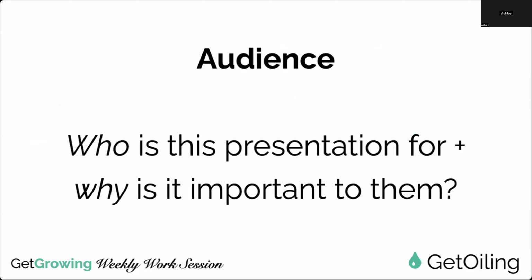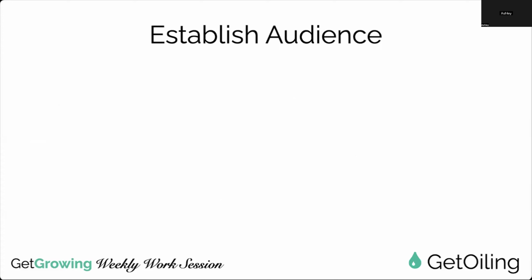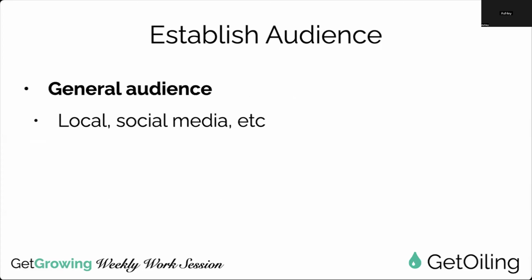Okay, now let's talk about who your presentation is for and why it's important to them. So who it is and the context. So establish our audience. This again is going to fall into one of three categories. First is a general audience. That's going to be someone who comes to a talk at your local library. Maybe you're giving a talk at your chiropractor's office, having a workshop there, or maybe you put a video out there that's on Facebook or on YouTube or something to that effect, right?